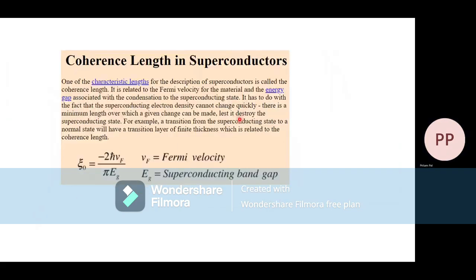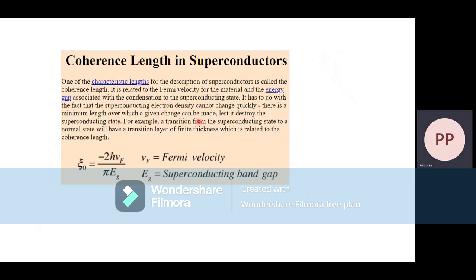As I've already told, there is also the coherence length for the description of a superconductor. It is related to the Fermi velocity of the material and the energy gap of the superconductor, which is associated with the condensation of the superconducting state. It has to do with the fact that the superconducting electron density cannot change quickly. So there is a minimum length over which a given change can be made, otherwise it destroys the superconducting state.